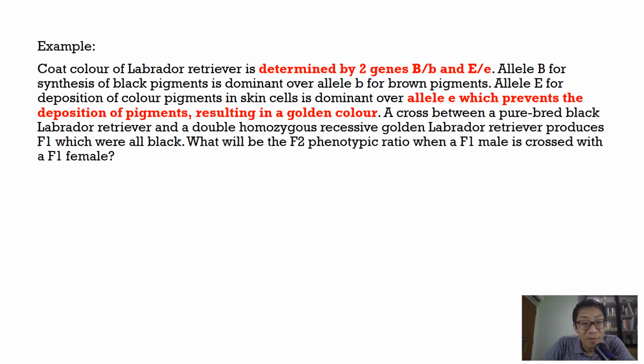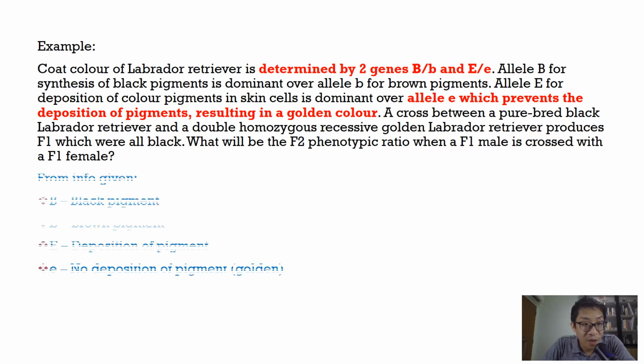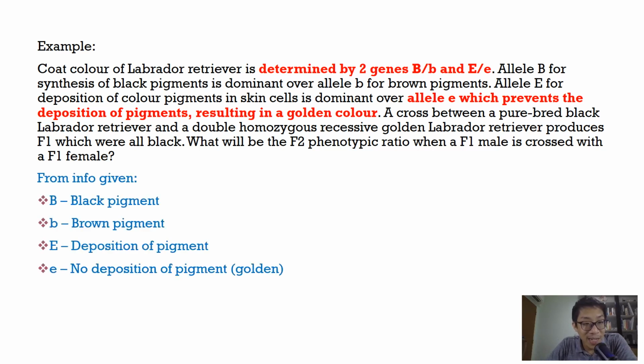Okay, so just to summarize the information given in the question: big B allele codes for black pigment, small b allele codes for brown pigment, big E allele allows for the deposition of pigment, and the small e allele prevents the deposition of pigment and therefore gives a golden color.